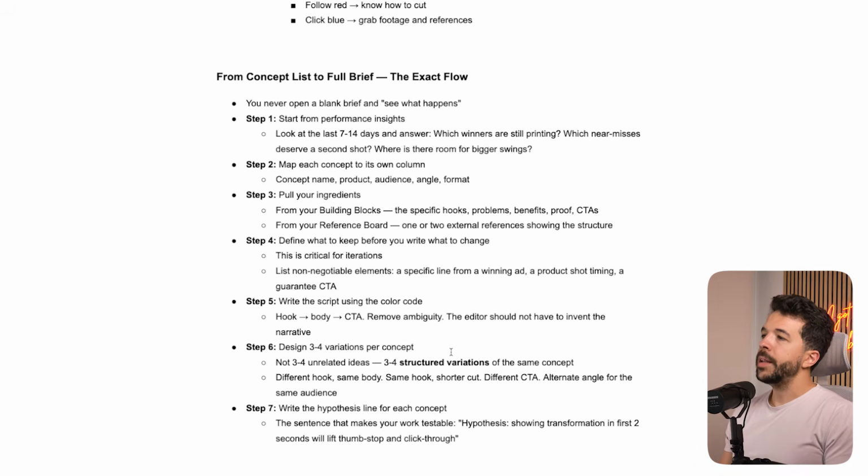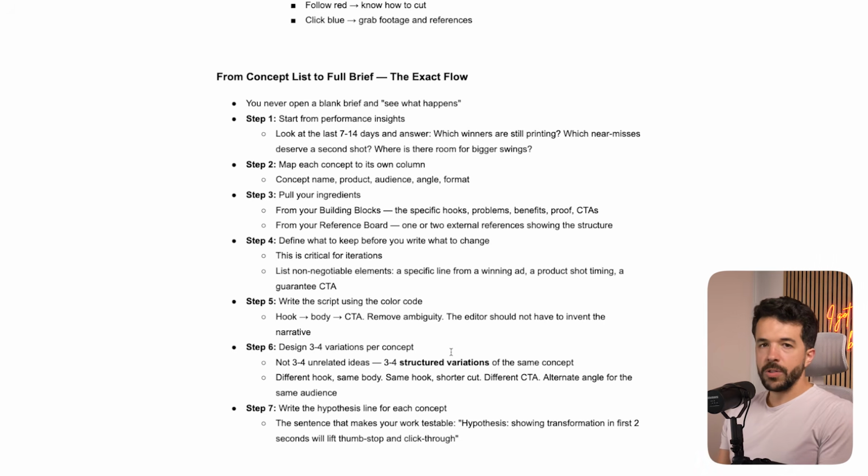Now, from concept list to full brief, the exact flow. This is how we do it. It decreases the amount of time we spend creating briefs by a lot. So I would highly recommend you do something similar. If there's anything that I would like you to take away from this video, it is that you never open a blank brief and see what happens, but you always follow a flow just like this one.